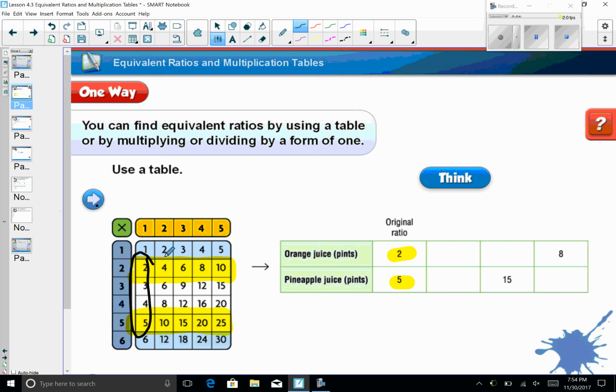Which means if I keep going, my next one would be 4 to 10. Then I would have 6 to 15, and then 8 to 20.